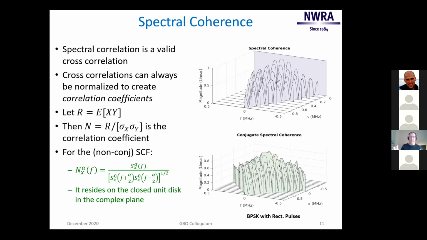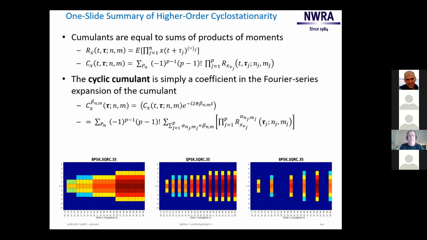So that's how we're going to find blindly all the cycle frequencies in the GBO data using the spectral coherence. This whole theory of the second order stuff, the spectral correlation function and the cyclic autocorrelation, it's really just a part of a much larger, more general theory of higher order statistics of man-made signals. We don't need to get into all that, but here's a one slide summary of that. And if you're interested, there's a lot of information on the blog.